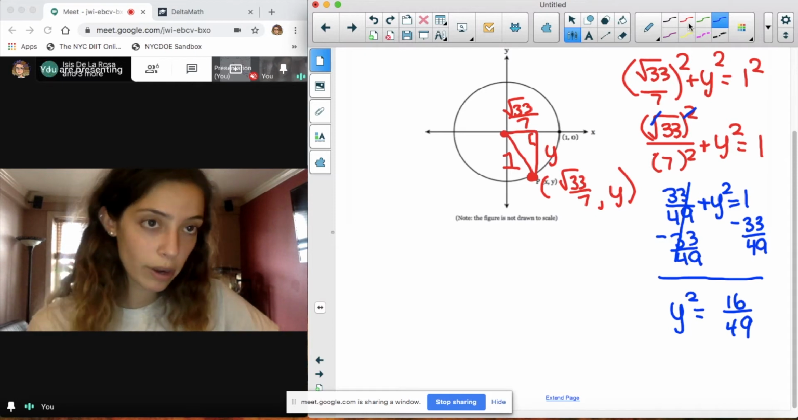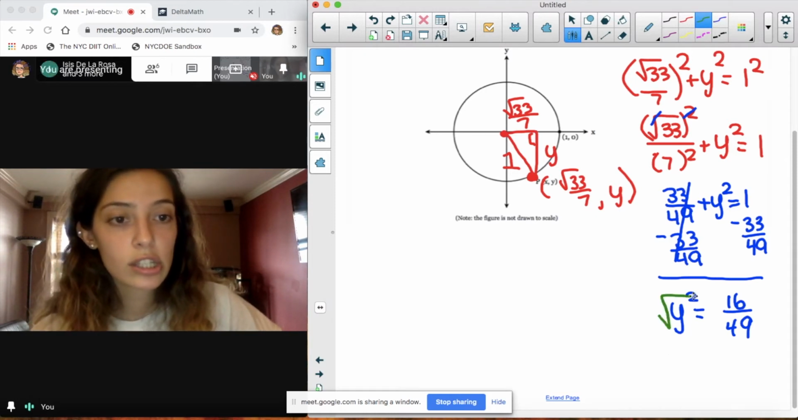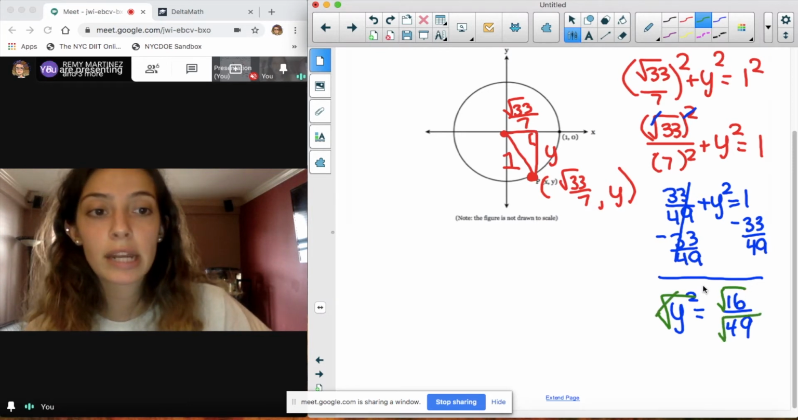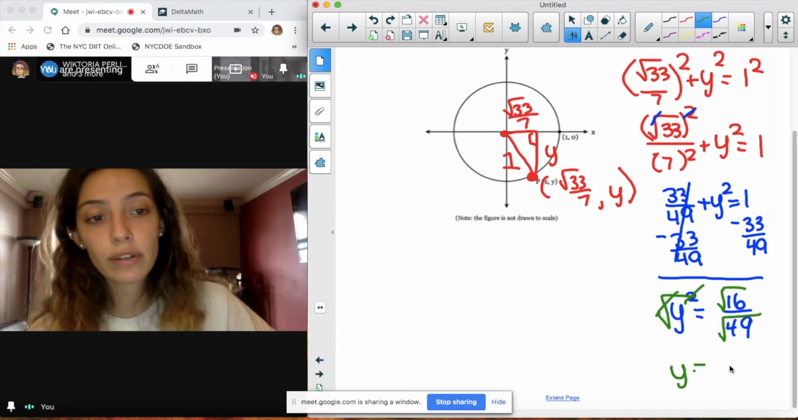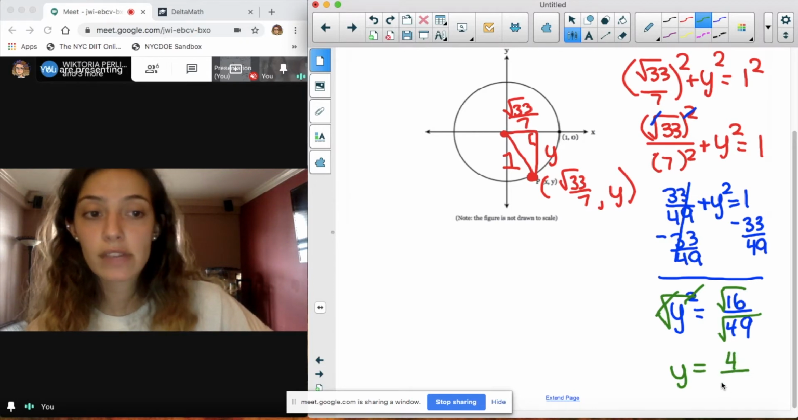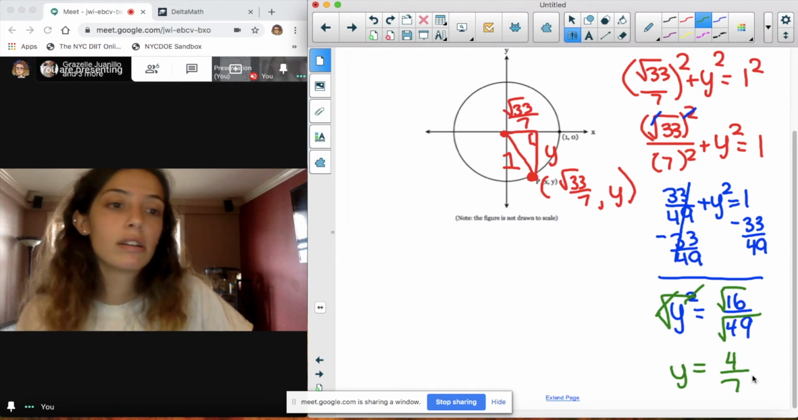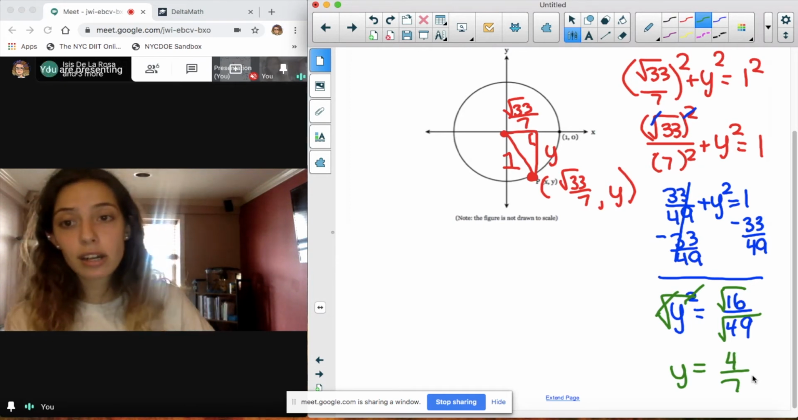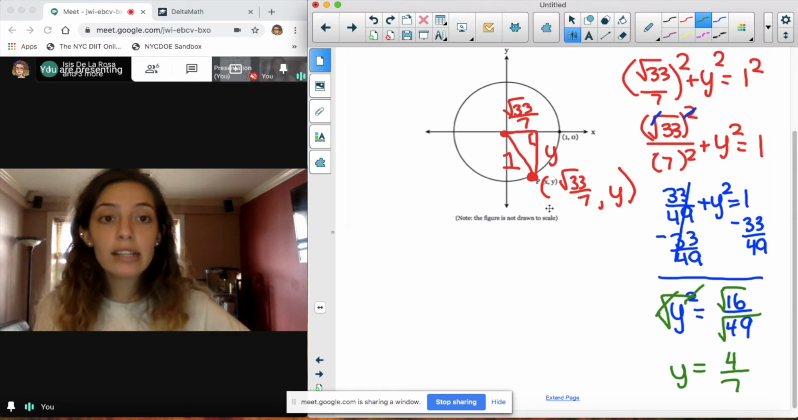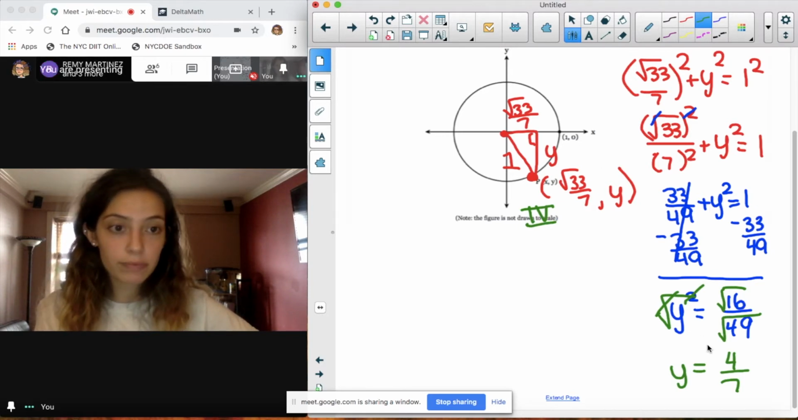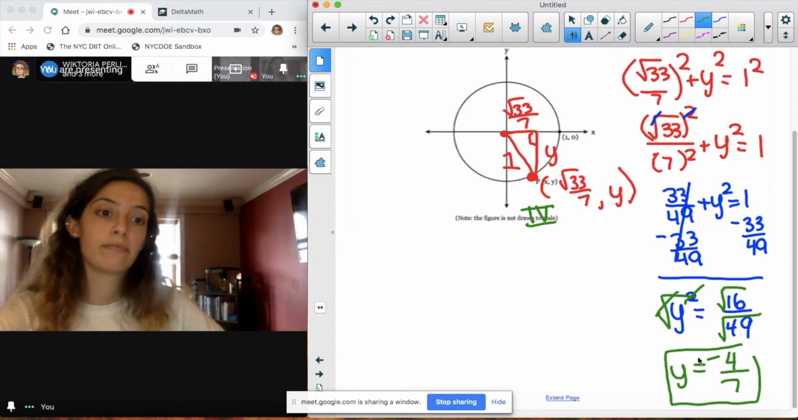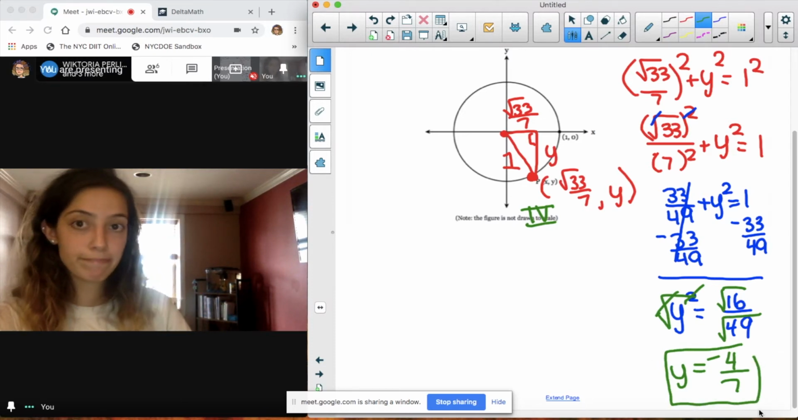We don't want y squared, we want y. So you have to take the square root of everything. So you take the square root of the numerator, square root of the denominator. So luckily, the square root of 16 is just 4, and the square root of 49 is 7. So y is equal to 4 over 7. Now, if you type this into Delta Math, you would be wrong. Because it is in the fourth quadrant, y is negative here. So this should be a negative 4 over 7. So that is our y coordinate.